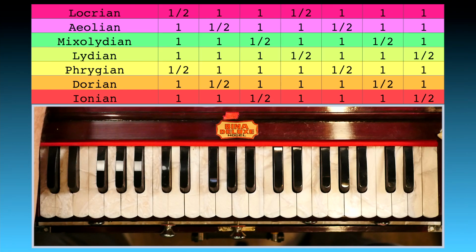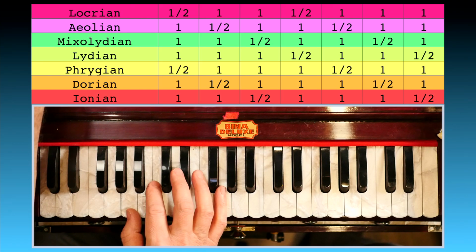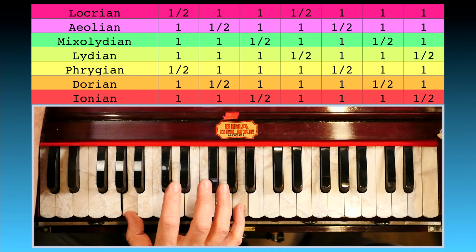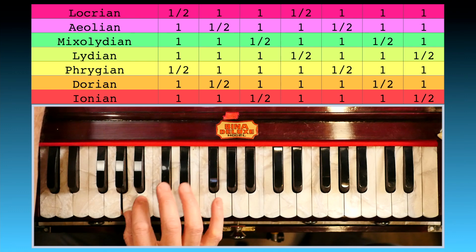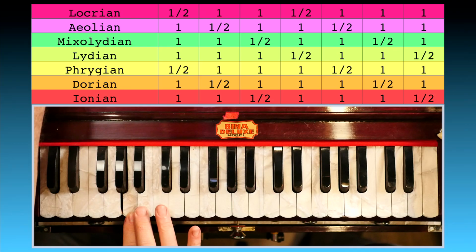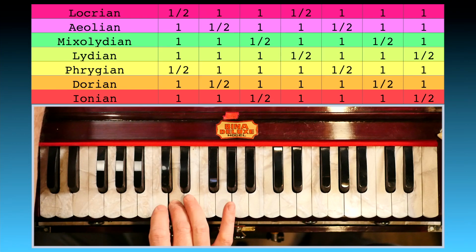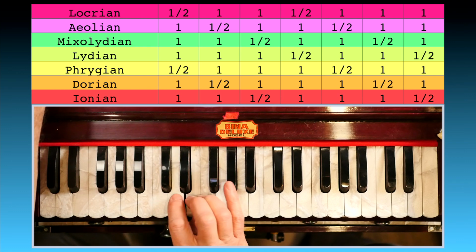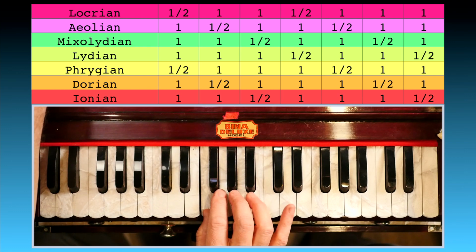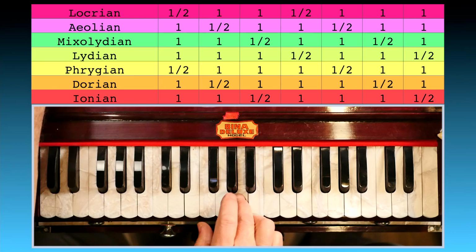Now, Aeolian mode, the purple one. Let's start on A. So we're starting here on A. We're going to go whole step, half step, whole step, whole step, half step, whole step, whole step.